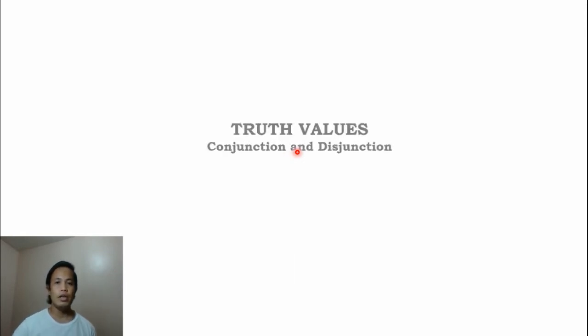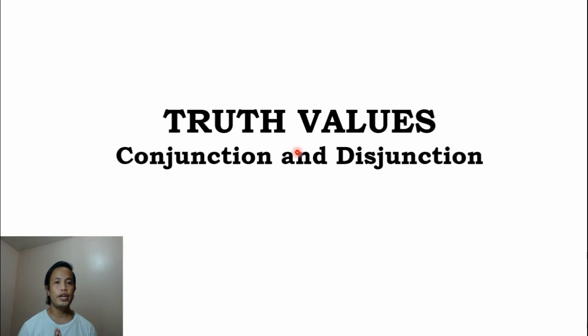For today's video, my presentation is about the truth values for the conjunction and disjunction. We will have a separate video for implication or conditional and biconditional. Okay, so in logic, to test the validity of an argument, we have to determine first the truth value of the statement or proposition. When we say proposition, it is a compound statement composed of two or more simple propositions.